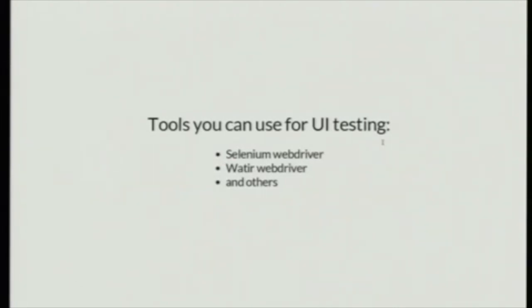There are a couple of other tools as well which are available, like Sikuli. Then there is Capybara. Capybara is again a Ruby gem. Sikuli uses image recognition to identify the images on the page, so that if there's no way to interact with the code, then maybe Sikuli can come into picture.